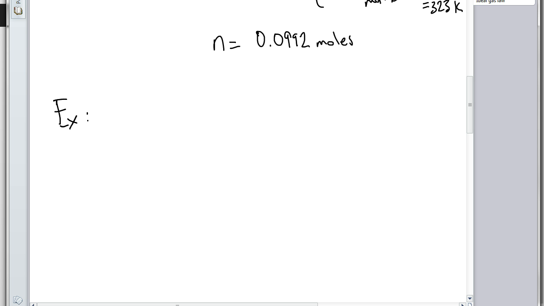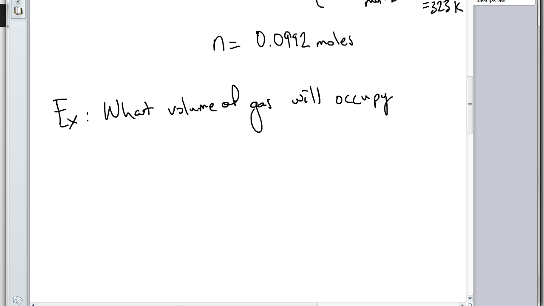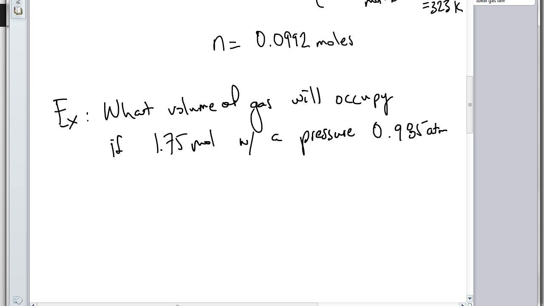I'm going to give you one more example here for the night, and this one is we're looking for the volume a gas will occupy if we have 1.75 moles of this gas with a pressure of, we'll call it, 0.985 atmosphere and a temperature equal to -6 degrees Celsius. Okay, and so there's our problem.